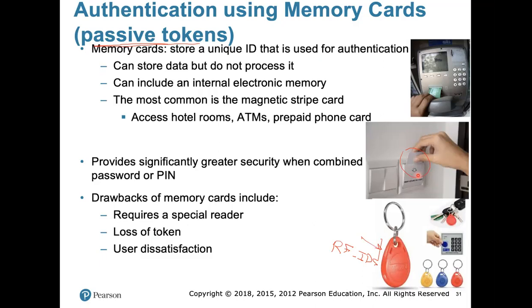Or you may have them entered into a specific reader like this figure. But what is common for all of these is that when we talk about passive tokens, we are talking about basically memory cards. A passive token is a static memory that just stores a unique ID which is being used for authentication.